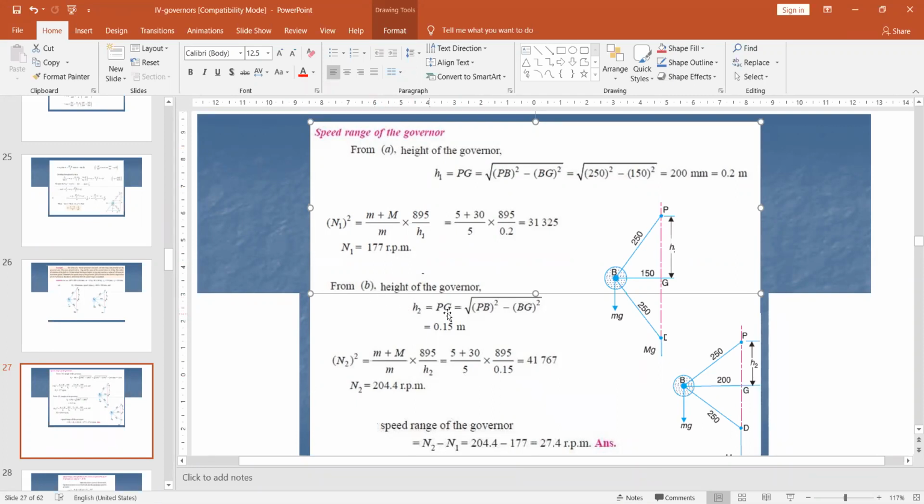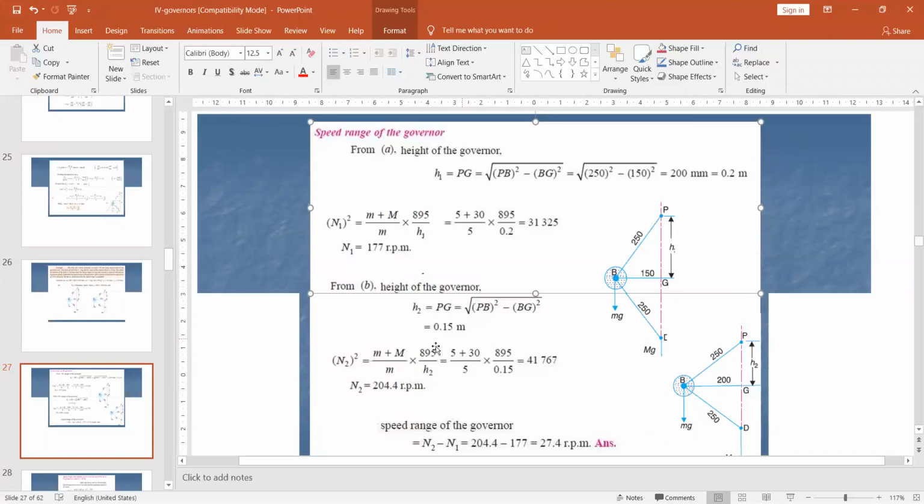From figure B, similarly calculate H2. H2: again PG equals the square root of PB square minus BG square, but here BG varies. PB is the same 250 and BG is 200. Substituting 250 square minus 200 square, the H2 value comes to 0.15 meters, that means 150 mm.